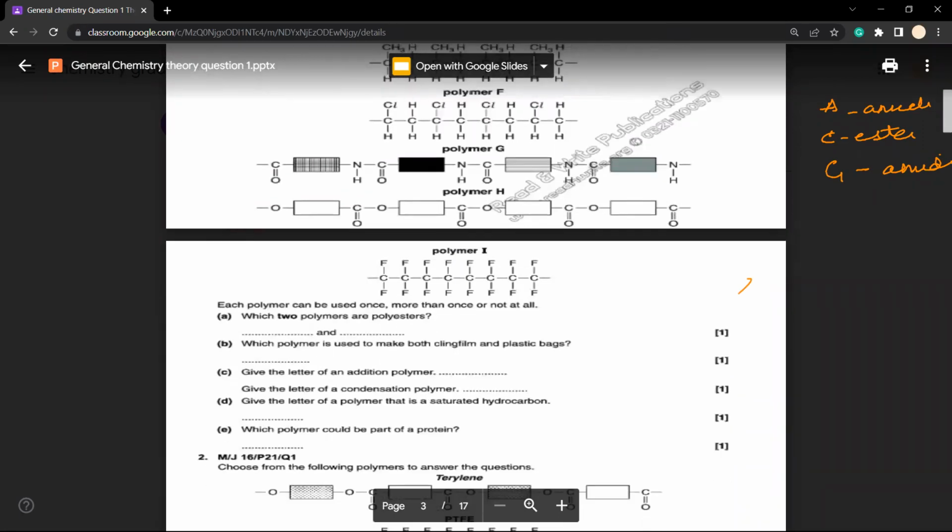Give a letter for a polymer that has a saturated hydrocarbon. So saturated hydrocarbons are the ones where you have a carbon-carbon.